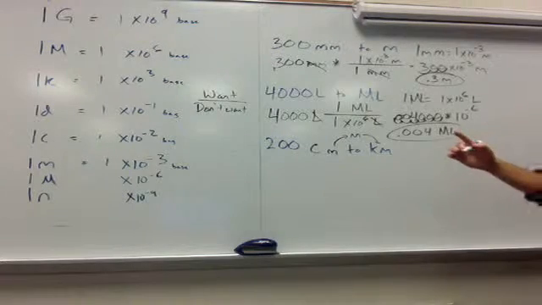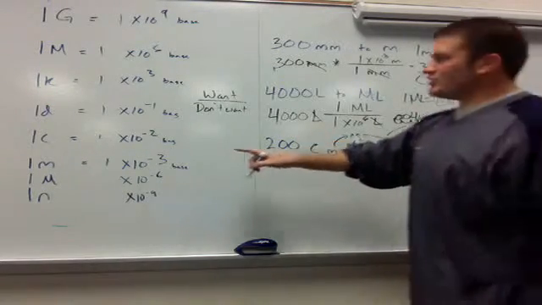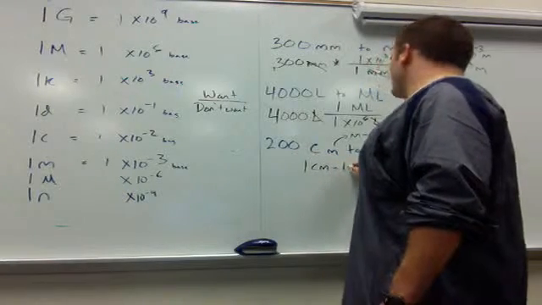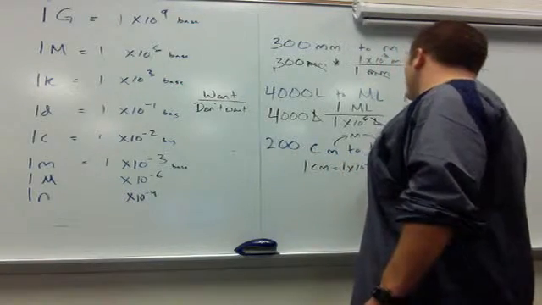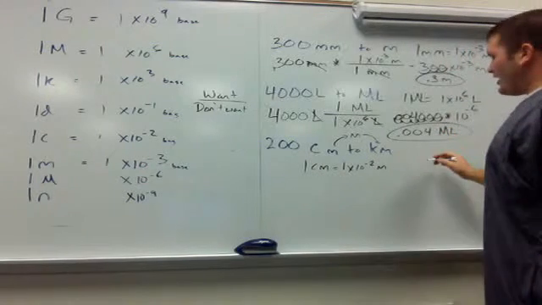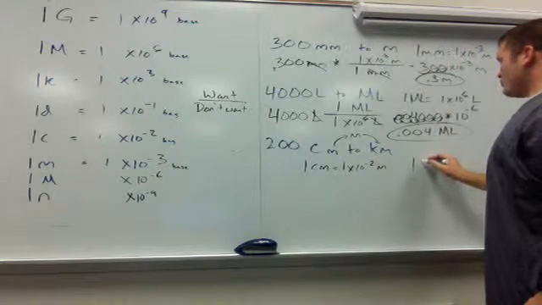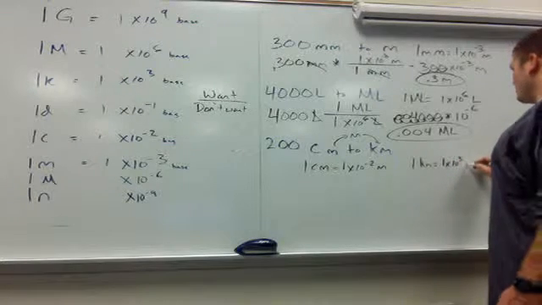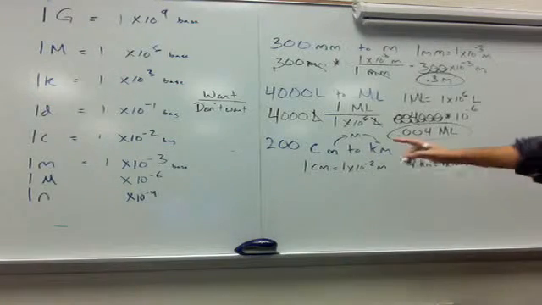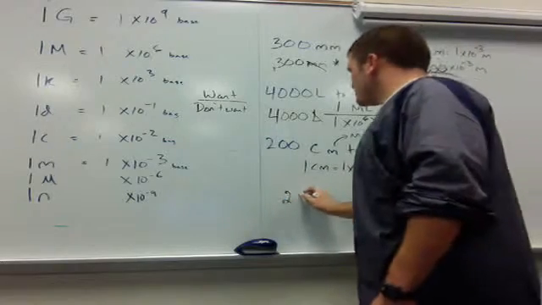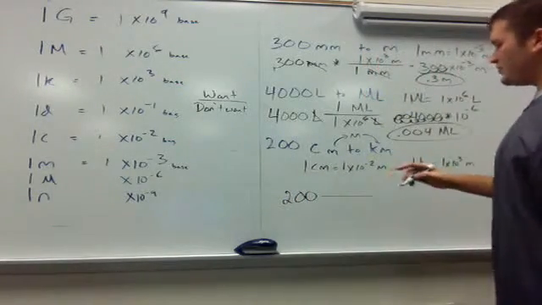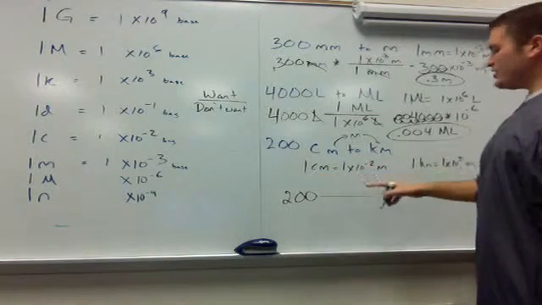So what that means is I have to go from centimeters to meters. So I need to use this equation: 1 centimeter equals 1 times 10 to the negative second meters. And I need to use this equation: 1 kilometer equals 1 times 10 to the third meters. So I'm going to take this 200 centimeters and I'm going to convert it to meters first. All right? So 200 centimeters to meters.